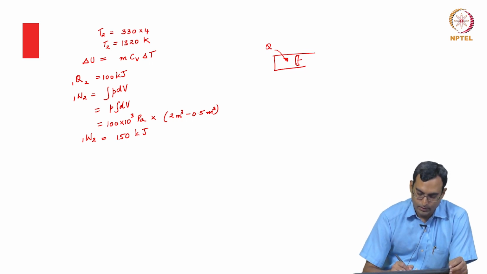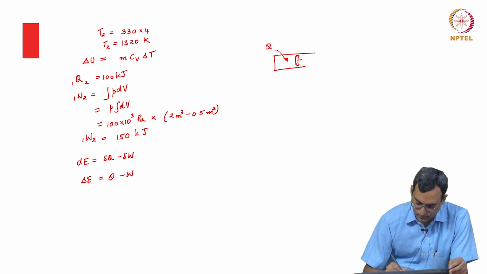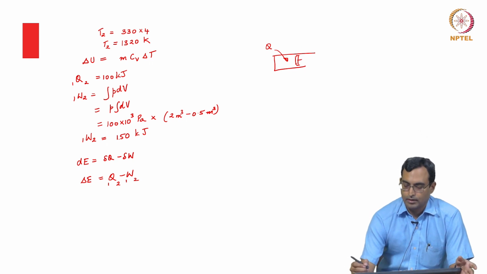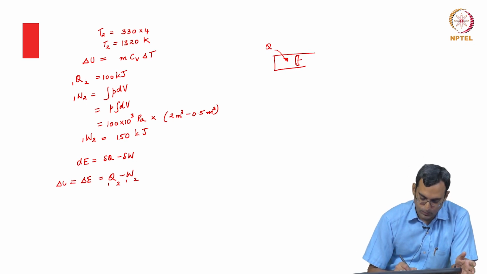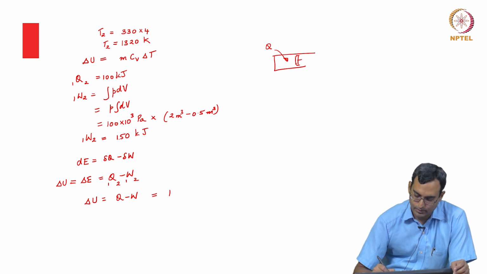Now, if we write the first law, we have dE is del q minus del w, or in the integrated fashion delta E is q minus w. And in this case this piston cylinder arrangement itself is not moving, so there is no change in kinetic energy or potential energy. So, this is further equal to delta U, which is what I want to find out. So, delta U is essentially q minus w. I have q which is 100 kilojoules, I have w which is 150 kilojoules.